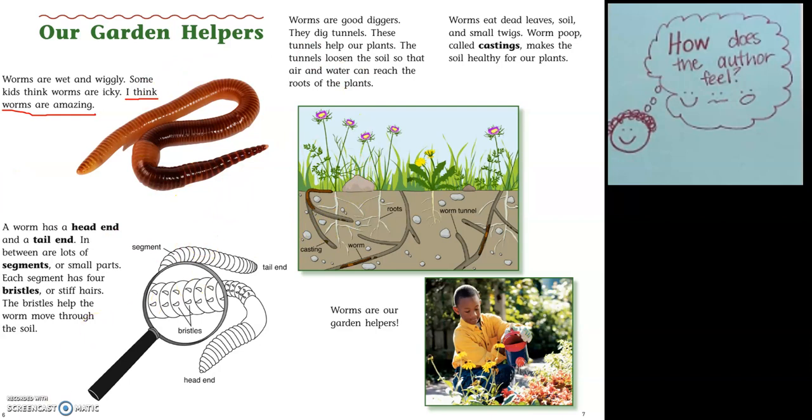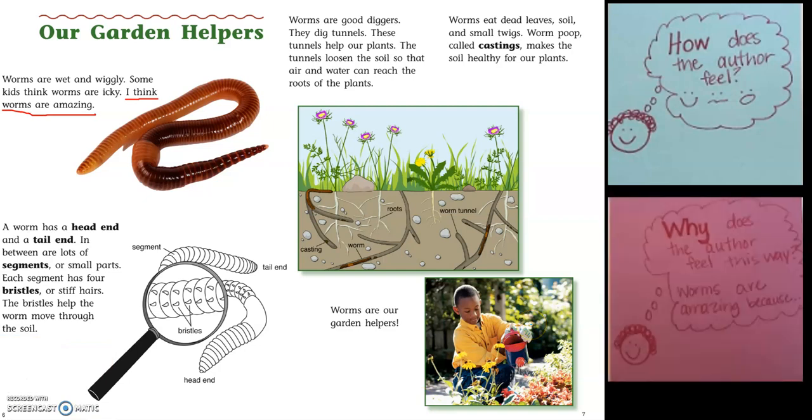So we found how the author feels about worms. Now we need to find why the author feels that way. All right? And he'll show it to you by identifying facts. Remember I said that each of these little small passages have facts in them, right?